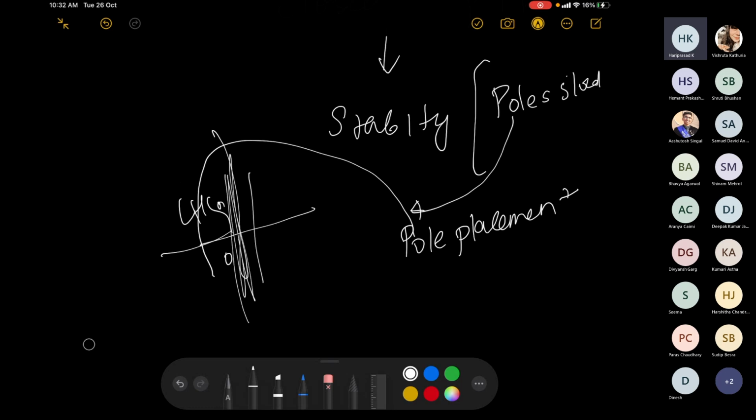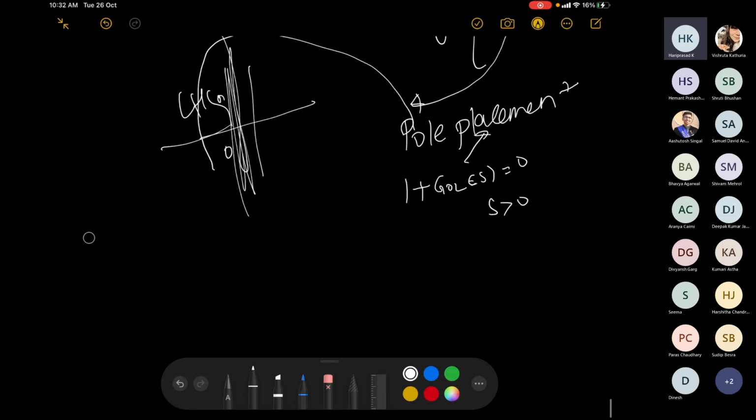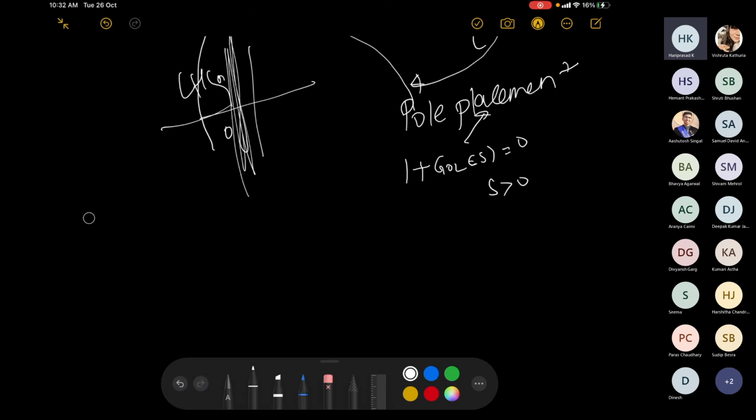If you find the existing values and, when you do the analysis, find the roots of 1 plus GOLS and they are in S greater than 0, you can also tweak the controller parameters, adding some positive or negative here and there, and place the pole back in the LHS. That problem is known as the pole placement problem. Just for your information, for somebody interested to pursue it further, we are not going to do or learn that.